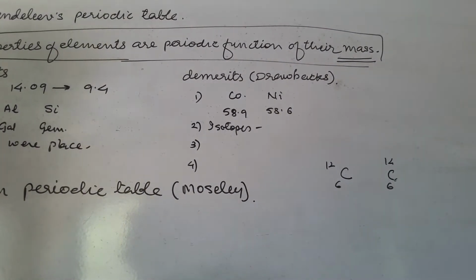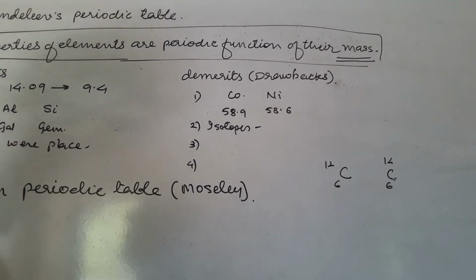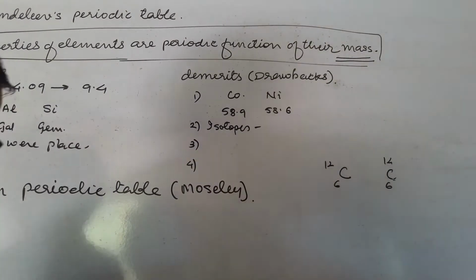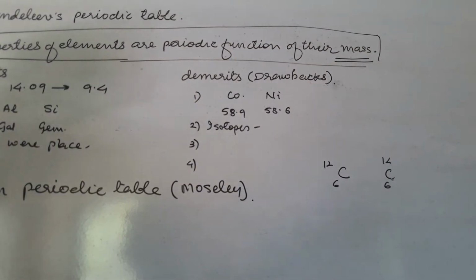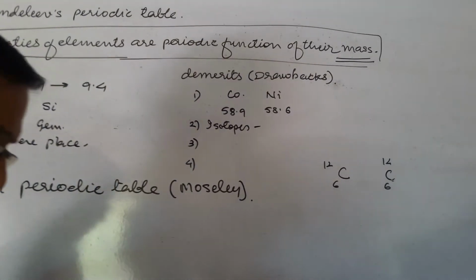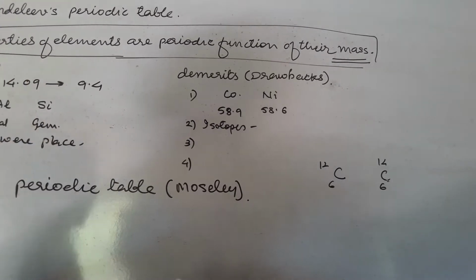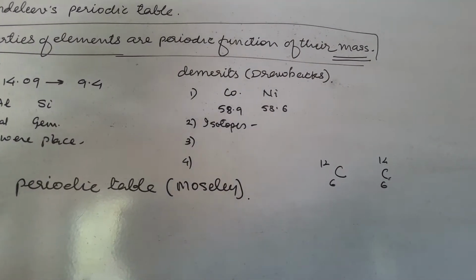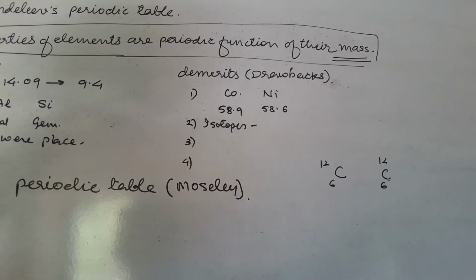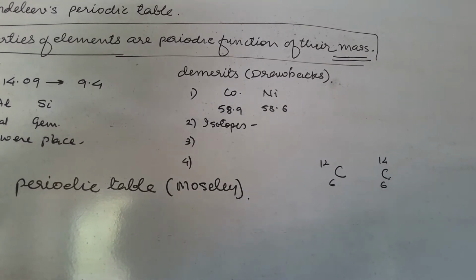Now the third demerit: we find that some of the elements having similar properties were placed in different groups, and elements with different properties were placed in the same group. Some examples are given on page 20.